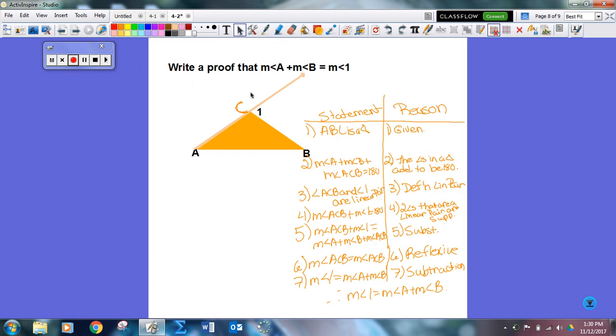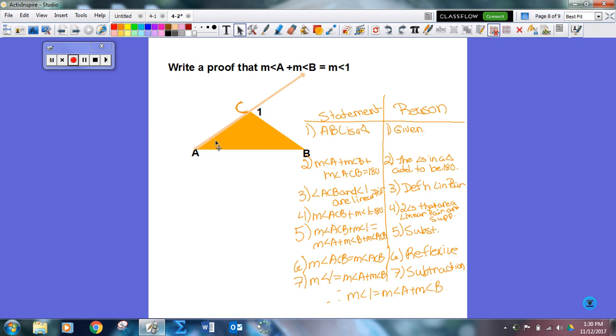Write a proof that makes the measure of angle A plus the measure of angle B equal to the measure of angle 1. And I have my proof here. What I did in order to do this is I named this angle C, and then I'm given that ABC is a triangle. I then know that the measure of angle A plus the measure of angle B plus the measure of angle ACB equals 180.